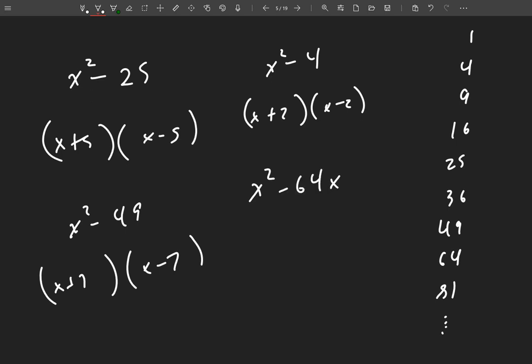X squared minus 49, x plus 7, x minus 7. Done. X squared minus 64x. Wait, stop. This is not the same, is it? Why is this not the same? Because this has an x in both of them. So if you see something like this, it's not the same, is it? So you'd pull an x out of this and give me that, right? That's the solution.